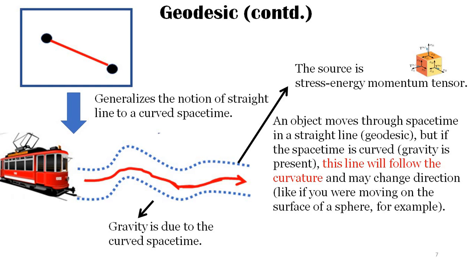Like if you are moving on the surface of a sphere, for example, then things will move in a different way, and this effect is what is called gravity. What I wanted to show you here is that the path of a planet orbiting a star is the projection of a geodesic of the curved four-dimensional space-time geometry of the star onto a three-dimensional space. So that is where we ended the last video, part 1.